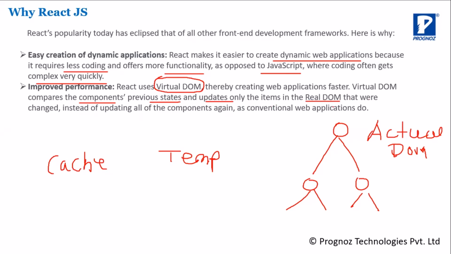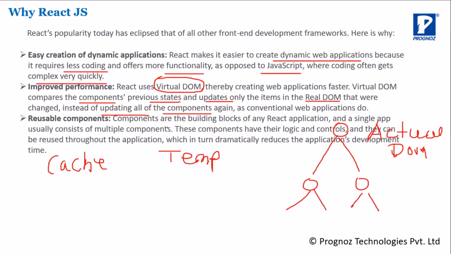Instead of updating all the components again, only the changed part is going to be updated. So that's why performance is better. It is not updating the entire DOM structure. It is changing only the part that has changed. Whatever changes are happening, only that part is going to be updated in the virtual DOM. That's why we get better performance.